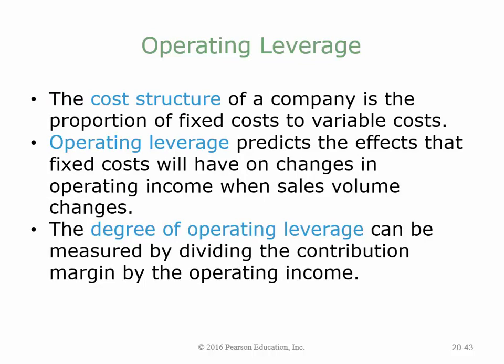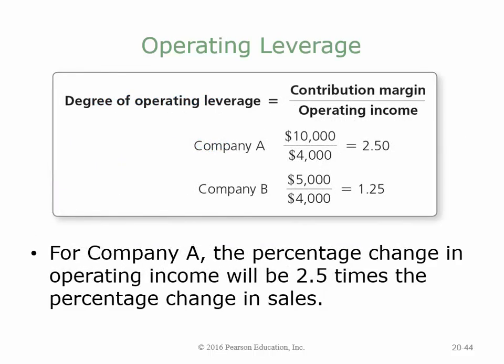Next, we have operating leverage. And operating leverage has to do with how our fixed costs will impact our overall operating income. And then this is the important part. The degree of operating leverage can be measured by dividing the contribution margin by the operating income. That's called your degree of operating leverage. So contribution margin divided by operating income. Company A has a 2.5. Company B has a 1.25.